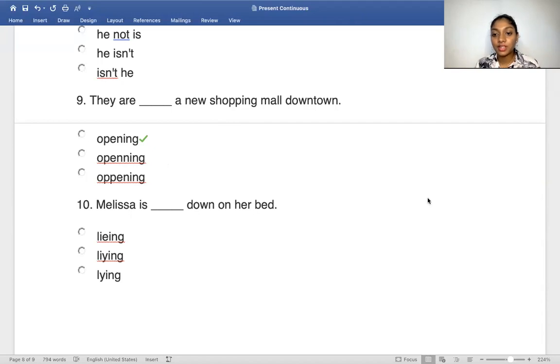Number 10, last one. Melissa is lying down on her bed. Third one. Okay, very good. Melissa is lying down on her bed. LYING.